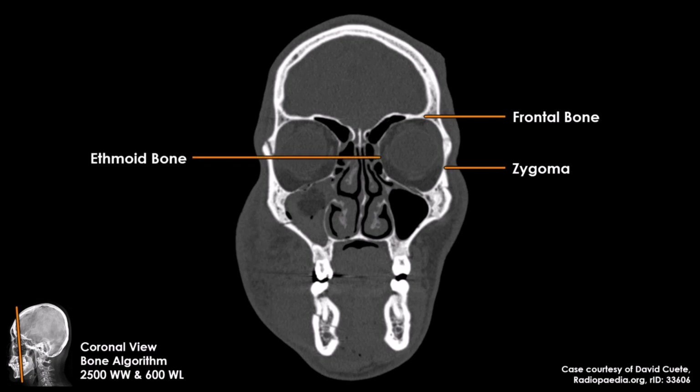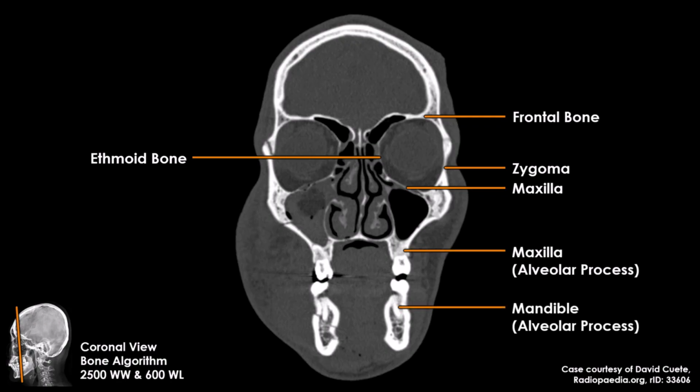The medial orbital margin is partially formed by the ethmoid bone. The inferior orbital margin is partially formed by the maxilla. The medial portion is formed by the maxilla, and the lateral portion is formed by the zygoma. We can still see the alveolar process of the maxilla and the alveolar process of the mandible.